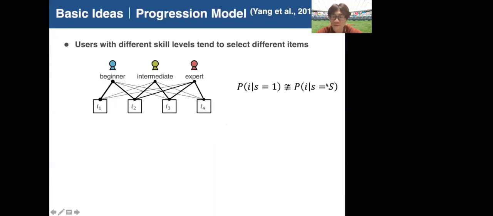For the first problem, we use the existing progression model as a basis of our solution. And that model has two ideas. First, it assumes that users having different skill levels tend to select different items. For example, in this figure, beginner users tend to select item I1 very often. On the other hand, that item was not selected by experts very often, and instead the expert users tend to select item 3 and item 4 more often. To capture such a phenomenon, we introduce the item selection probabilities as shown here, and this probability is conditioned on users' skill levels to reflect this idea.